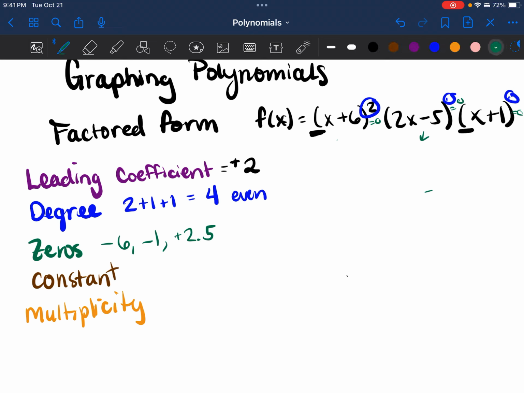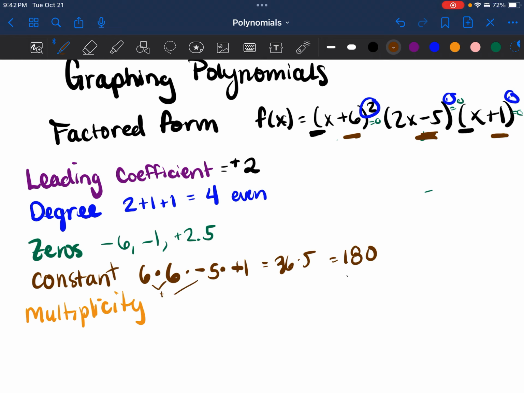The constant comes from multiplying the constants of each of the factors. So I would have 6 two times because it has an exponent of 2. So 6 times 6 times -5 times +1. And I believe this gives us 36 times 5. This is going to give us 180. And let's check our sign. A positive times a positive is positive. Positive times negative is negative. And a negative times positive is negative, so it will be -180.